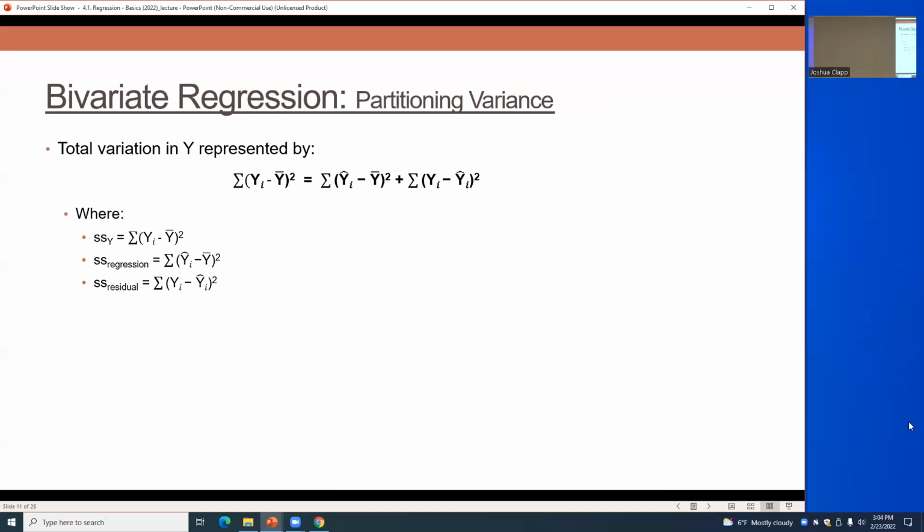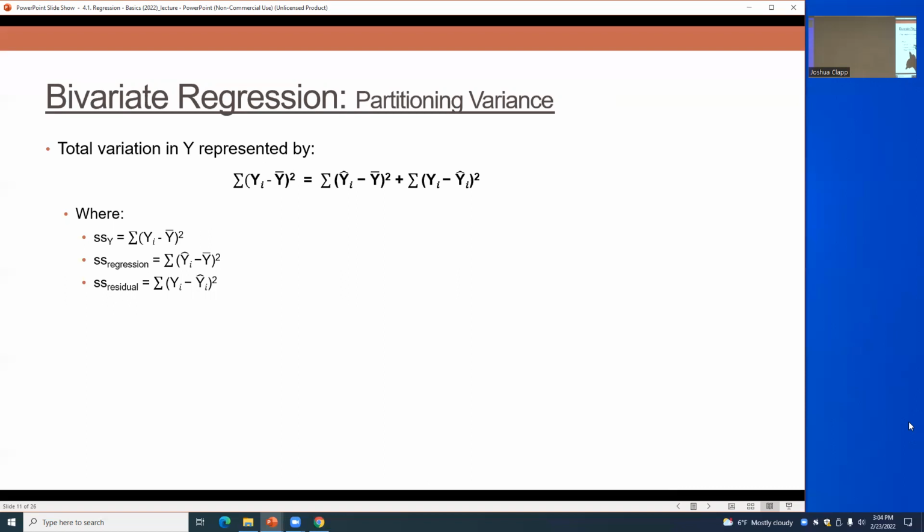So what we can do, and hopefully you're getting very comfortable with the idea of partitioning variance at this point, is think about my total variation in Y, which should be familiar at this point. The sum of my squared deviations of individual values from the mean, my sum of squares for my outcome, is going to be equal to the sum of the squared deviations of my predicted value from the mean plus the sum of the squared deviations of my observed values from my predicted values.